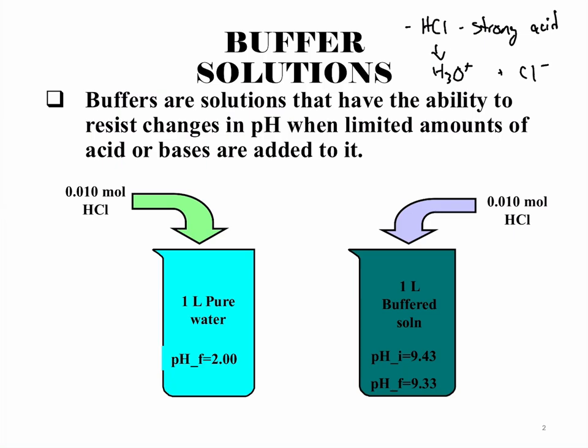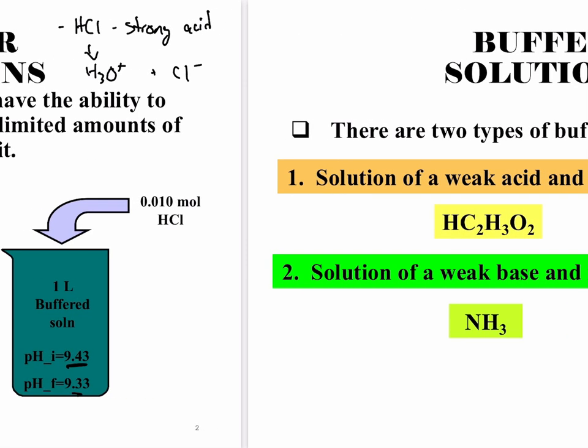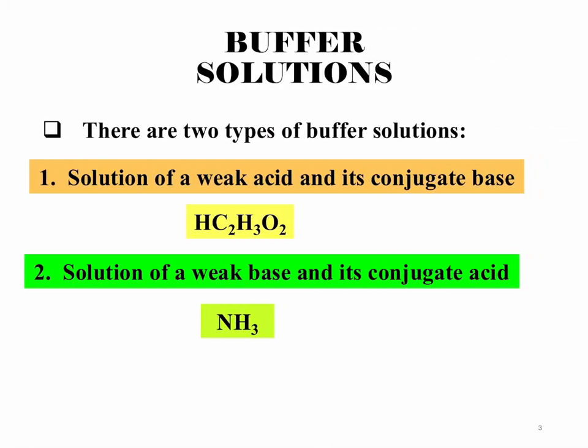You add some acid to it, and you get a very small change in pH for the solution, right? So here we see after you add the hydrochloric acid, you go from a pH of 9.43 in the buffer solution to 9.3. There are two types of buffer solutions. Really, they're the exact same type of buffer solution, it just depends on whether you use the weak acid and its conjugate base, or the weak base and its conjugate acid. So it's either a solution of weak acid and its conjugate base or a solution of weak base and conjugate acid.